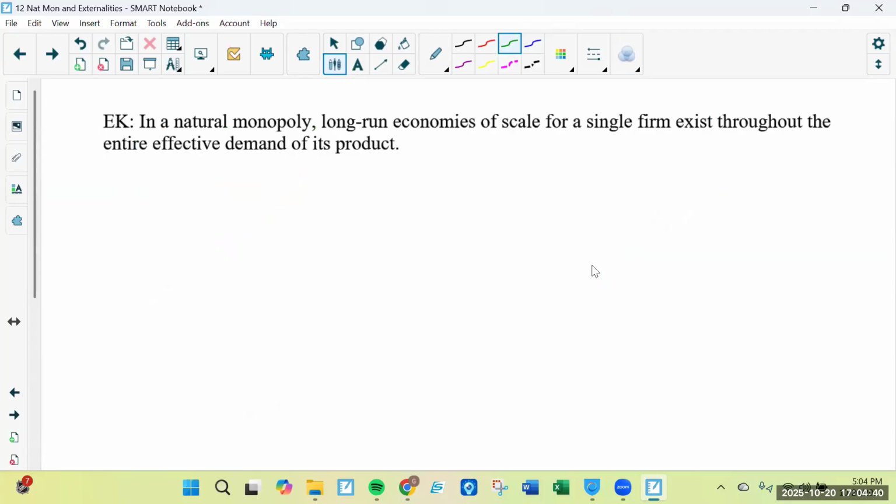The best thing to do is to regurgitate this back to them because long-run economies of scale exist throughout the entire effective range. And if you say that, you're going to get full credit. If you can't remember that, you can actually say demand curve intersects to the left of the minimum ATC, which is where economies of scale is occurring. So you need to make sure you refer back to economies of scale and where the demand curve intersects. So there you go. That's a natural monopoly.